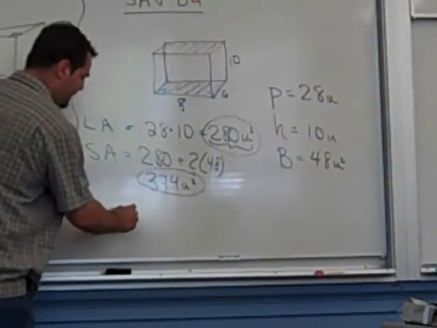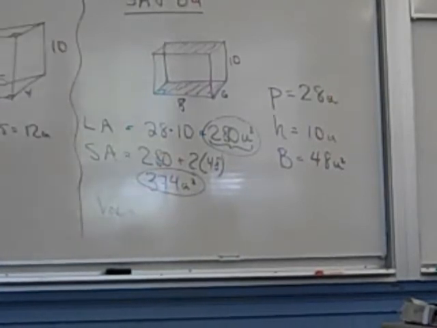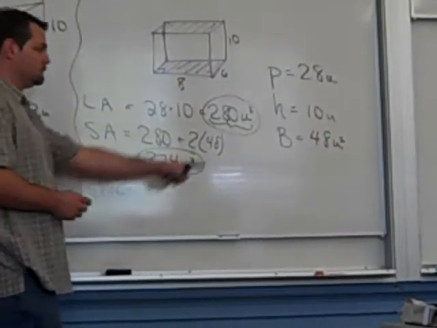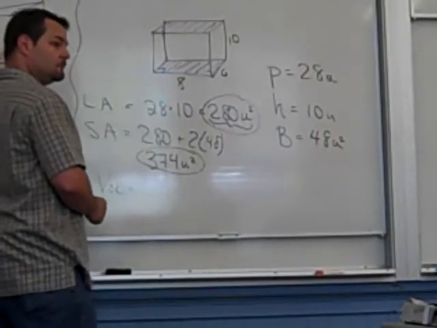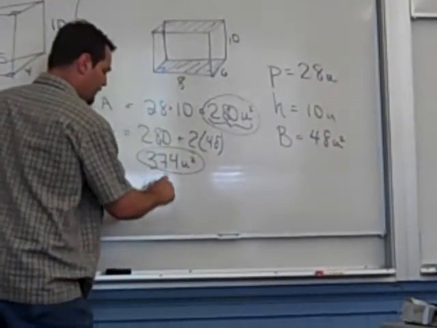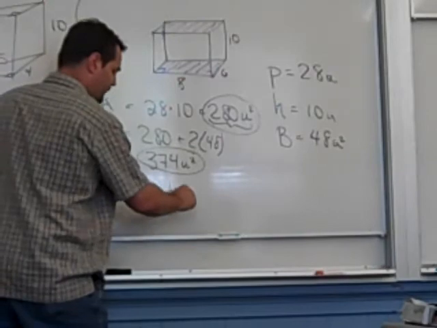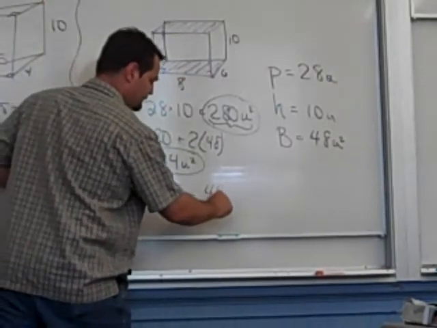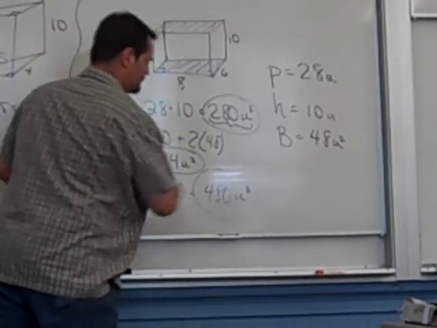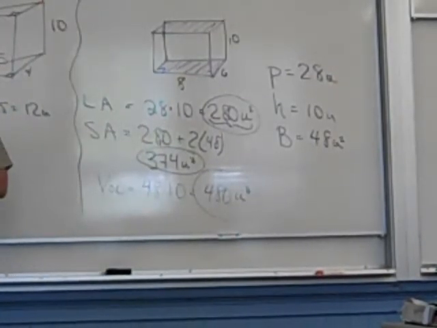Kathleen, how am I going to find the volume of this shape? Good. And what's my area in my base here? Yeah, 6 times 8, which is 48. And what's my height? And what's 48 times 10? And because it's volume, this will be cubic units. Seem pretty straightforward? Yeah. Okay.